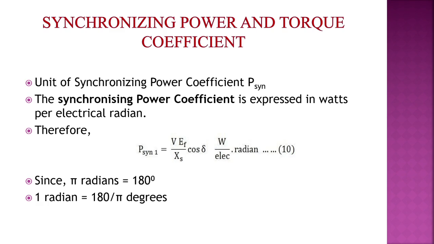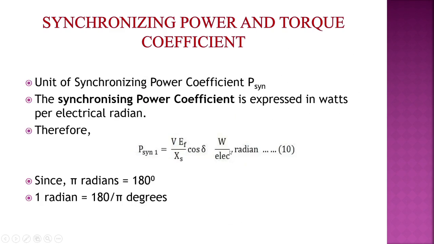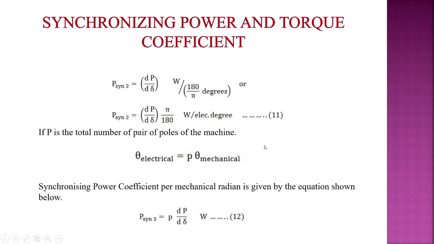Unit of synchronizing power coefficient P sin. Okay. So now let us see the synchronizing power coefficient, which is expressed in watts per electrical radian. So P sin 1 is equal to V E_F by Xs cos δ. And when π radians is equal to 180 degrees, or 1 radian is equal to 180 by π degrees, P sin 2 can be written as dP by dδ times π by 180 degrees, watts per electrical degree. So here we have seen that it was watt per electrical radian. Now we have converted it into watts per electrical degree.